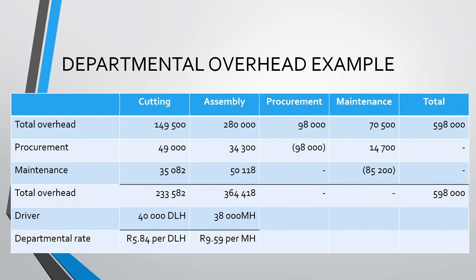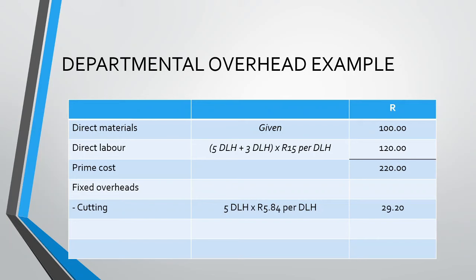The 5 direct labor hours in the cutting department then need to be multiplied by the cutting department's overhead rate, which we calculated earlier at 5.84 Rand per direct labor hour. Notice we are matching the 5 direct labor hours used in the cutting department with the 5.84 Rand per direct labor hour for the cutting department. Because our overhead rate is labor hours, we are ignoring the machine hours completely. This gives us then our overhead allocation for cutting of R29.20 per unit.